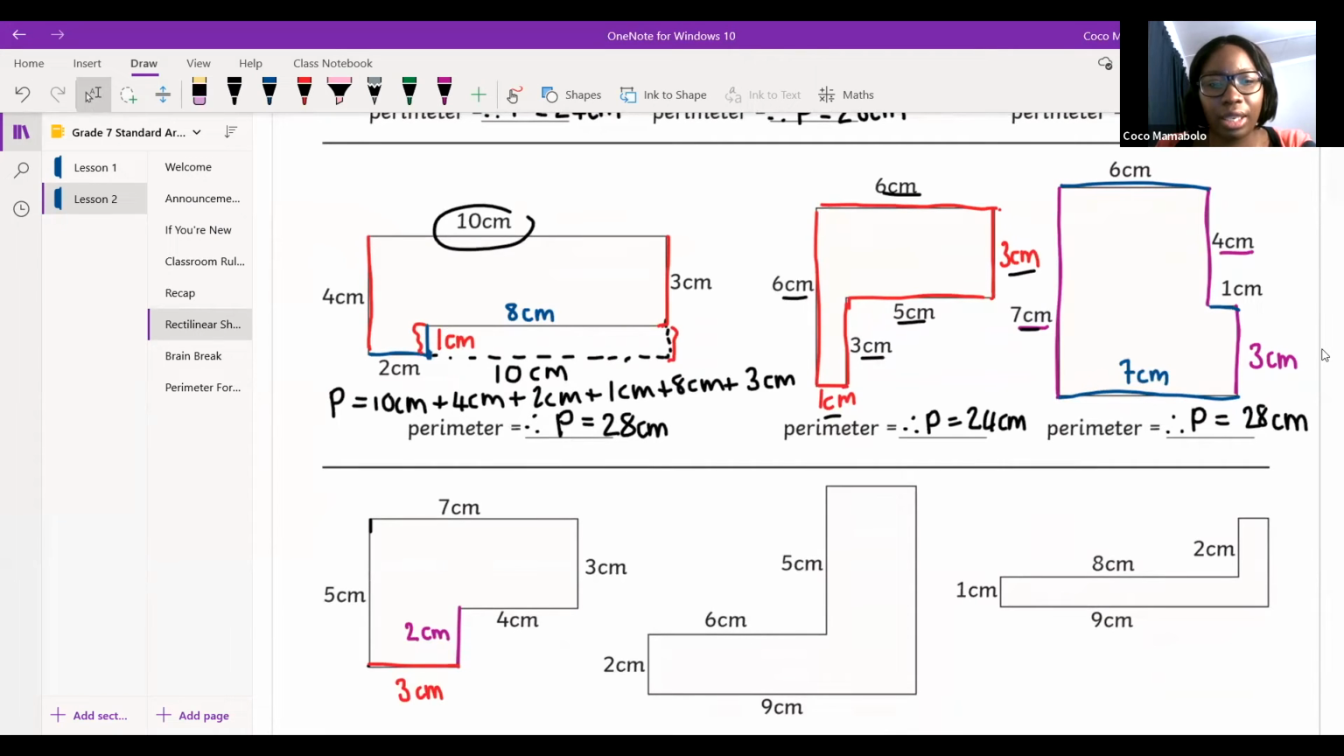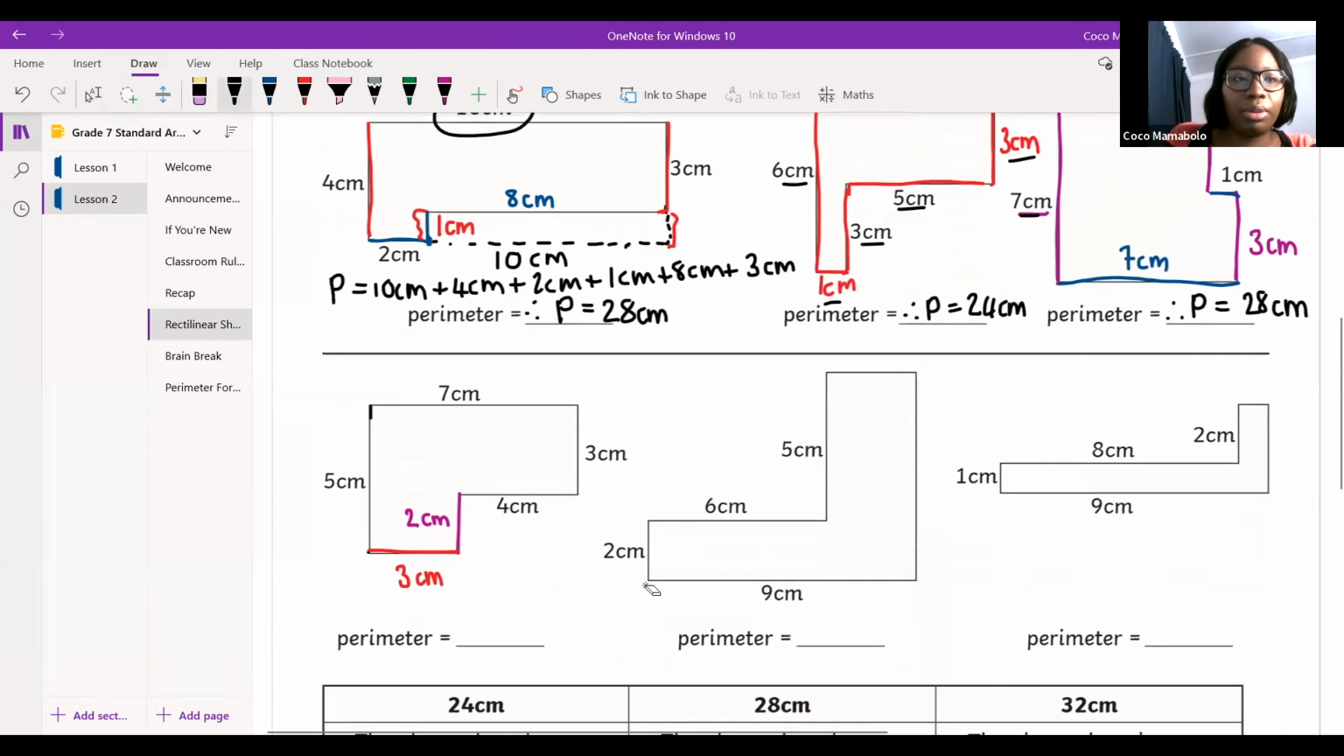Are we sure about 19, guys? I've got 7 plus 3 will give me 10, plus 4 will give me 14, 16, 19, 19 plus 5. You guys missed another 3 centimeters. 19 plus 5 is 24. Guys, remember to count every single side. Don't forget, it's 24. Good. Therefore, P is equal to 24 centimeters. Okay. Don't miss a single side, guys. Remember to calculate for every single side.